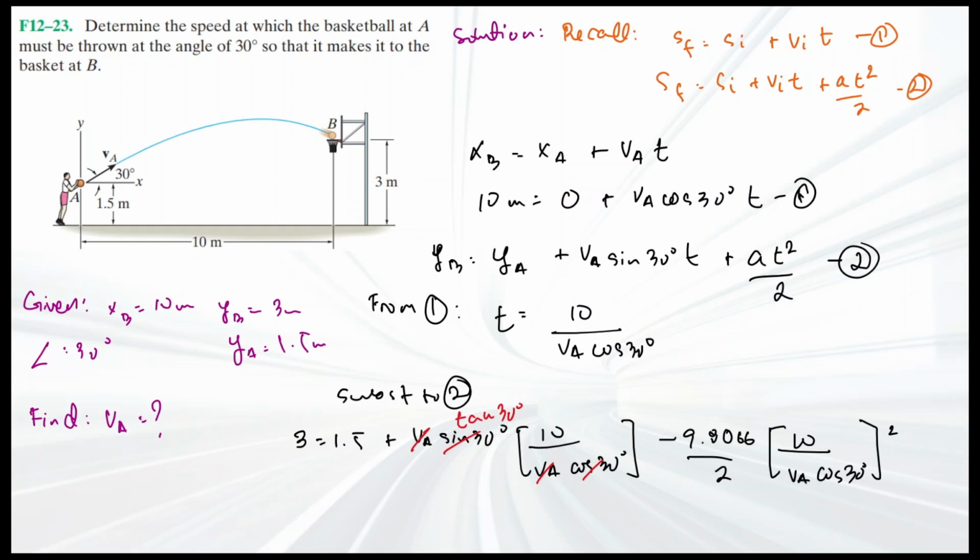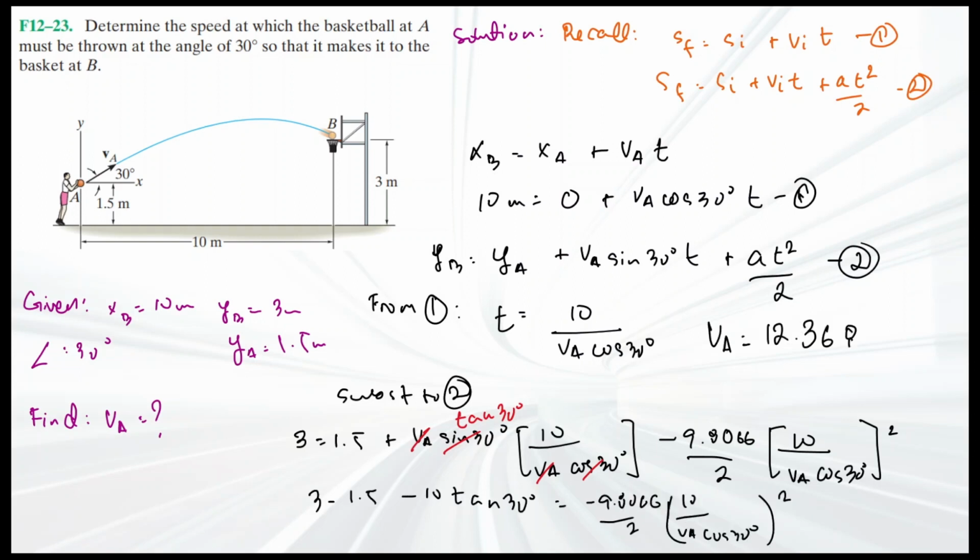So all we have to do now is just simplify the equation, okay? So we isolate VA, and we will have 12.3686 meters per second, or simply 12.4 meters per second. Okay.